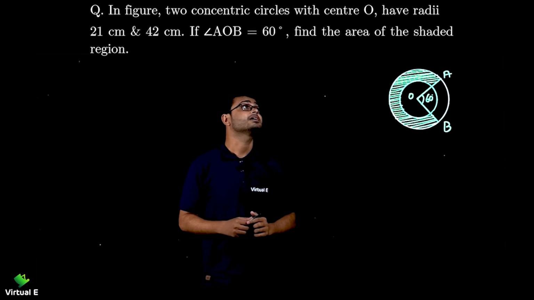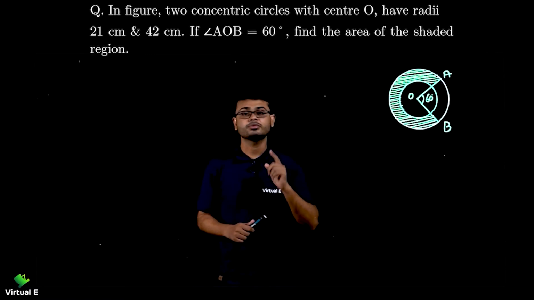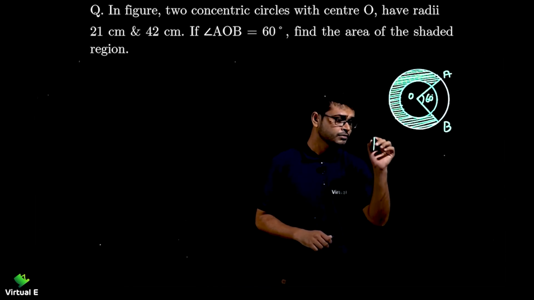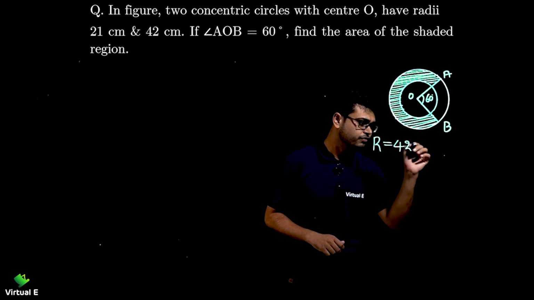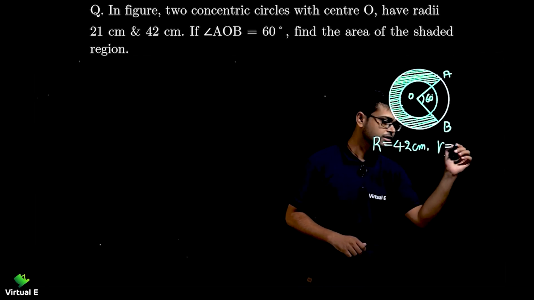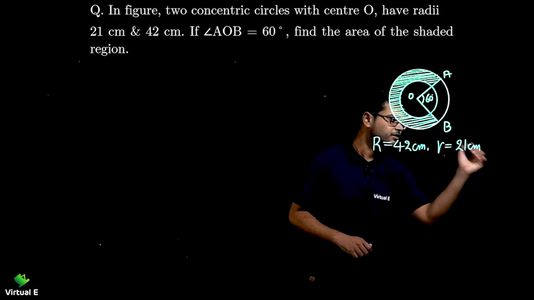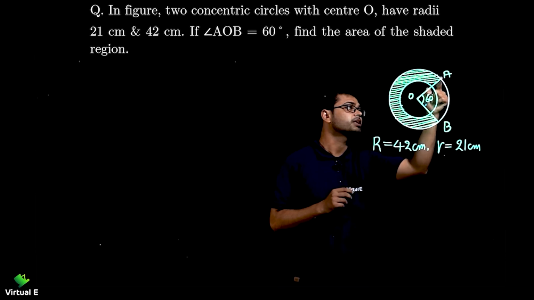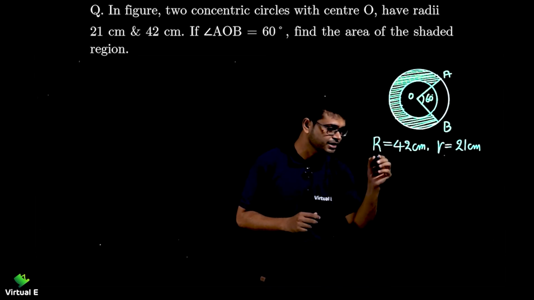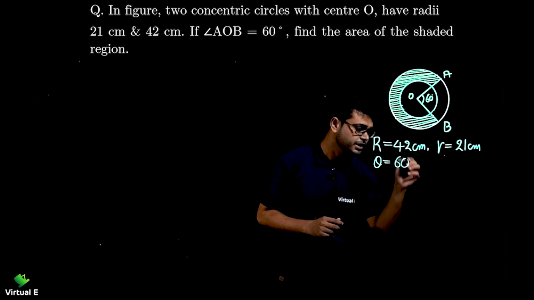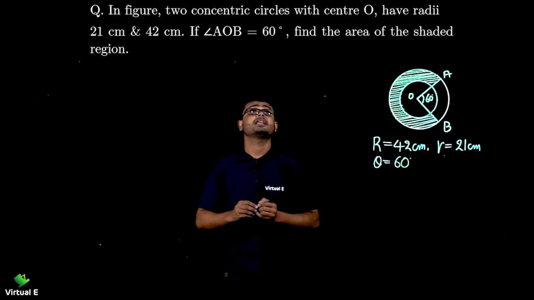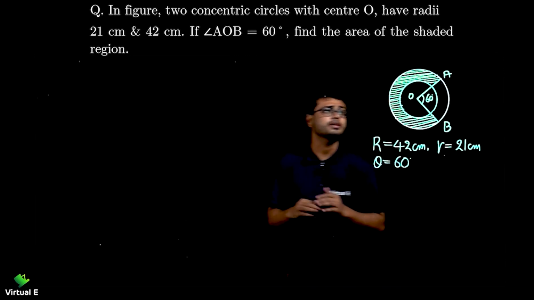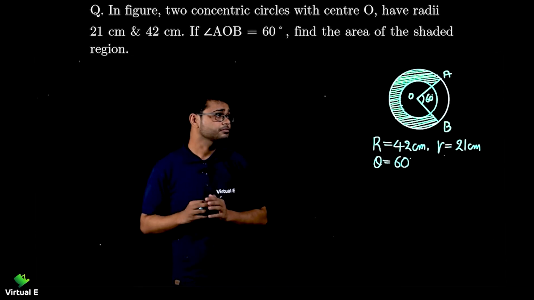Good. Have radii 21 centimeter and 42 centimeter. That's important. 21 and 42. Let's write. So capital R is equal to 42 centimeter and small r is equal to 21 centimeter. Done? Good. And if angle AOB is equal to 60 degree, AOB, let's write. So I can say theta is equal to 60 degree. Good. Find the area of shaded region. Simply, it's given that we need to find the area of the shaded region, nothing else. Simple. So how shall we proceed?